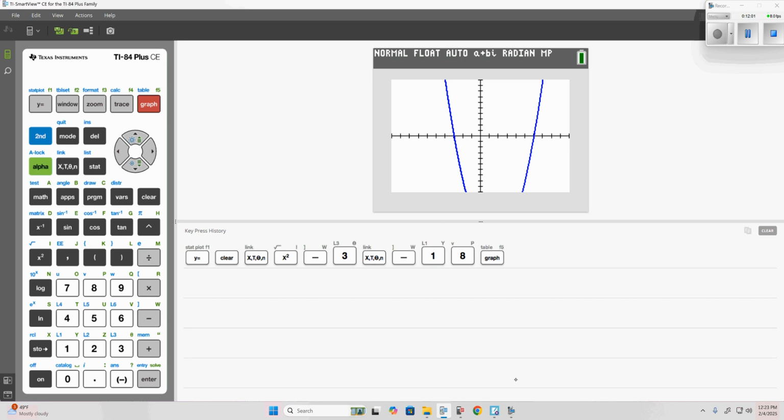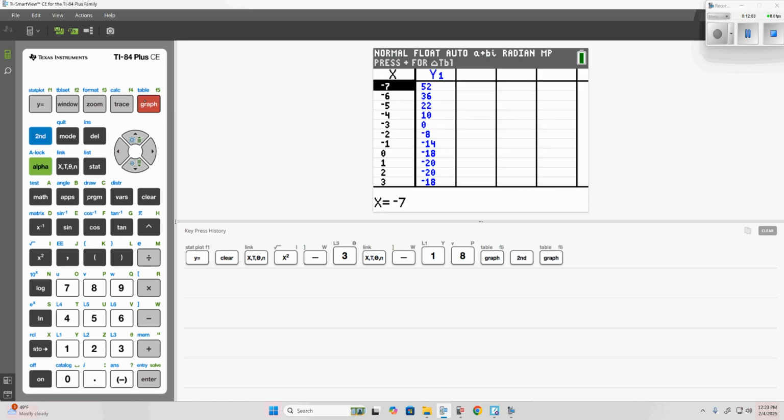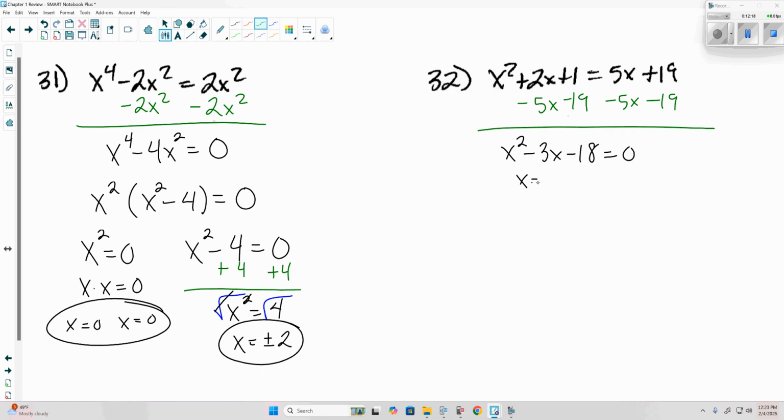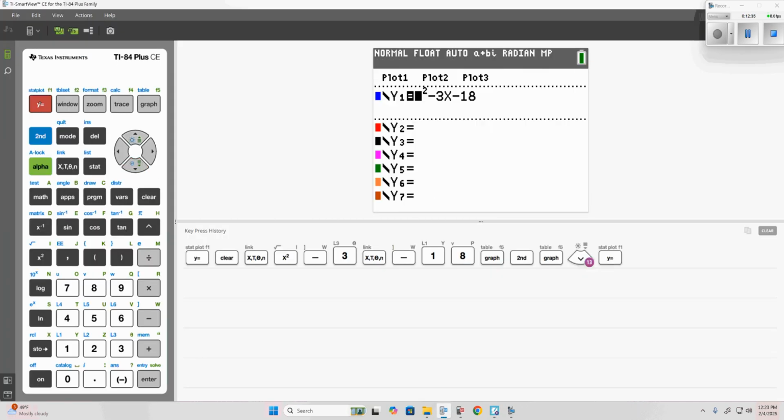Here I graphed it. Because again, we're looking for what values of x will make the y value be 0. So negative 3 and 6. Because if the solutions are nice numbers, we can actually find them by graphing x to the 4th minus 4x squared.